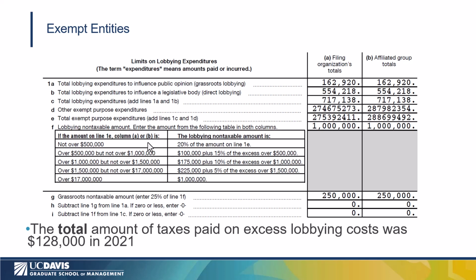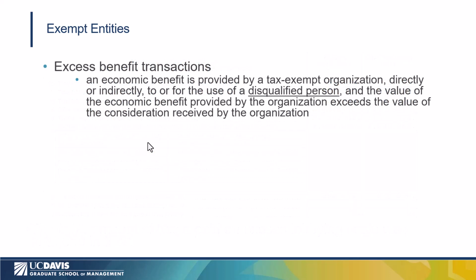But just so you know how much becomes excess, the total amount of taxes paid on excess lobbying costs for all organizations in the United States was $128,000. So it's a very, very small number. So obviously, to the extent that an exempt organization is mixed up in lobbying, and many of them are, they're making sure that they do the 501c and they're keeping it under the limit that they have to keep it under. All right. So there's also something called an excess benefit transaction.